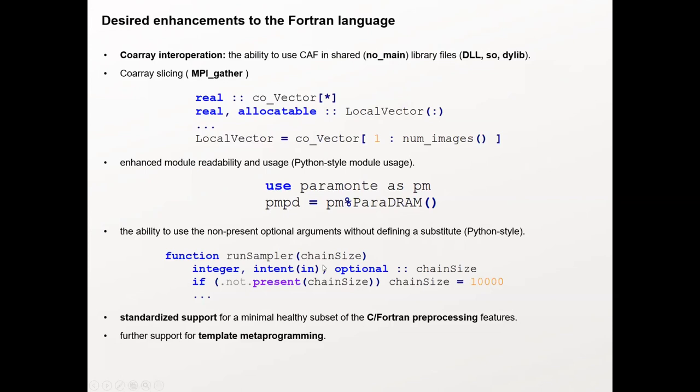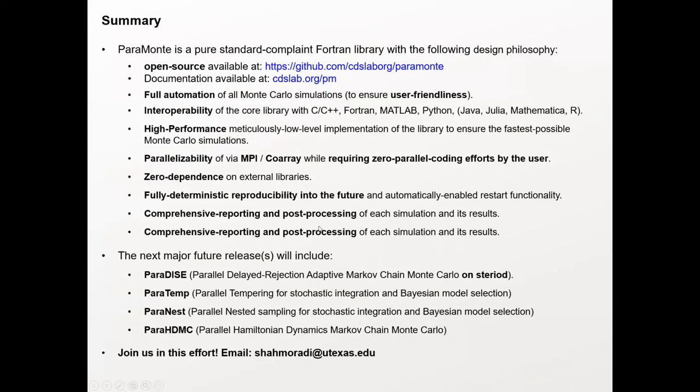These are the list of missing things that I could come to my mind that are missing right now in the Fortran language. Just to summarize, ParaMonte is an open source with all these design goals in mind. Now, the next major is going to contain these routines. They are already partially implemented in the order specified here.